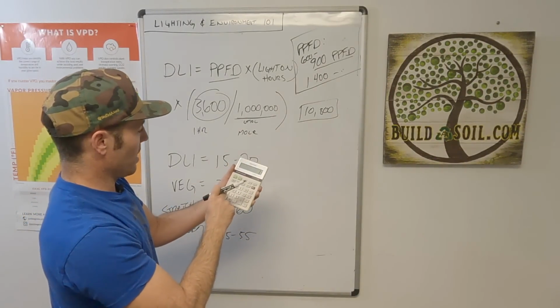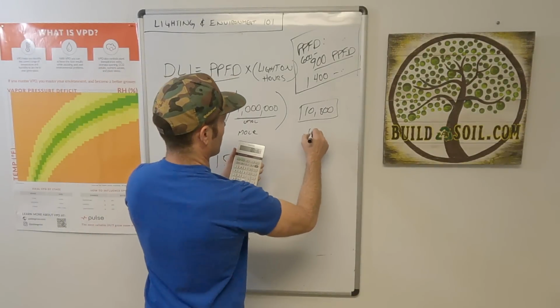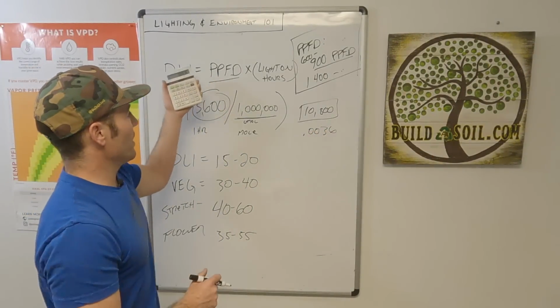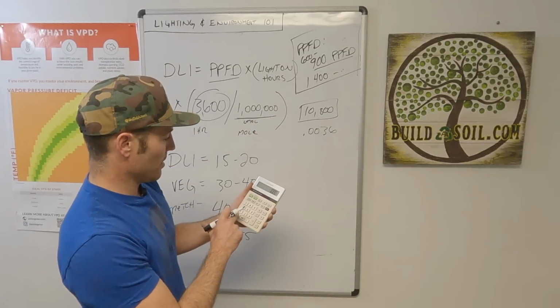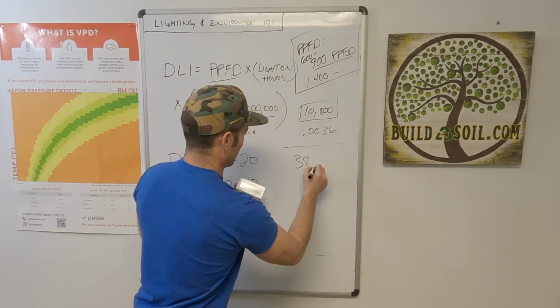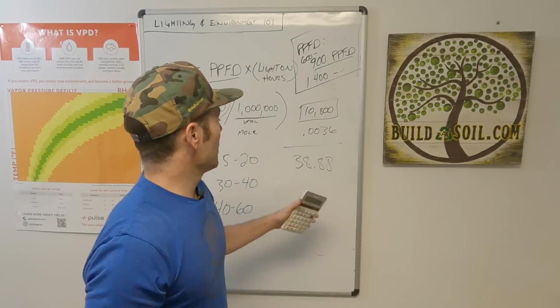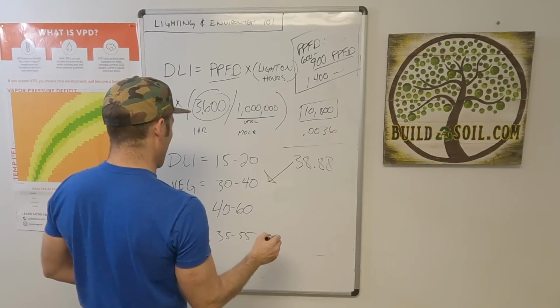3,600 divided by 1,000,000 equals 0.0036, which makes sense. So now that we have that, that's a multiplication. So 10,000 times 10,800, and that equals 38.88. Now you can see where the DLI falls into, which this is going to work for veg.